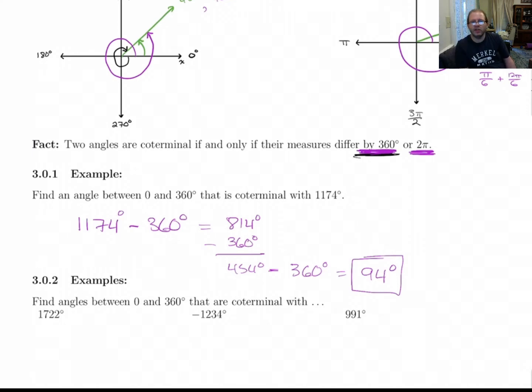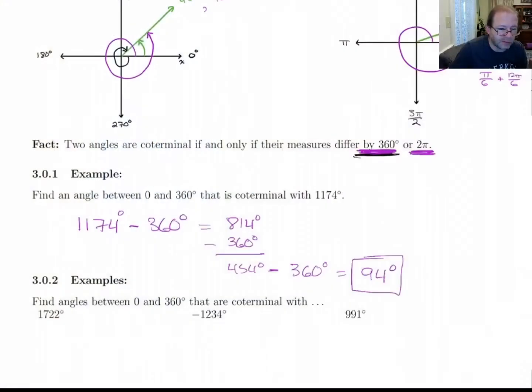Now, that's one way you could do it, but it turns out there's a much faster way. Instead of just subtracting 360 again and again like that, you don't have to write it all out. You can do this very quickly on a calculator. I'm going to put in 1174, press enter, and now I'm going to do minus 360. It gives me 814, and I can just keep hitting enter until I get down to something that's between 0 and 360. So it gives me 94.